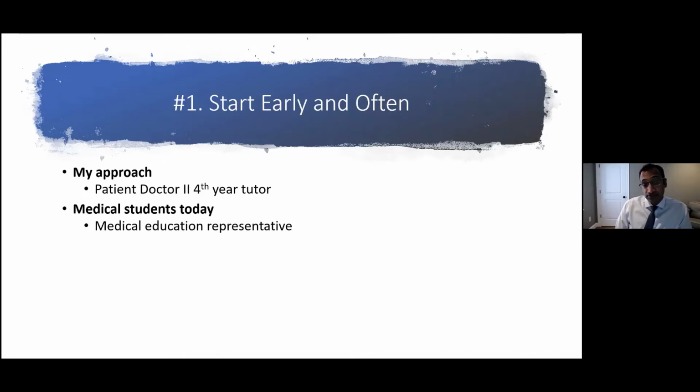It's a really great way for students to take on a formal role in medical education and at the same time influence the curriculum that they are actually receiving themselves. So I think being a medical education representative is one way here at HMS.